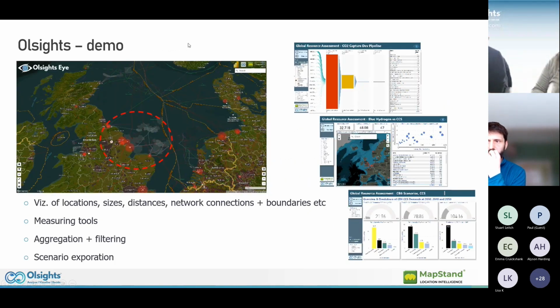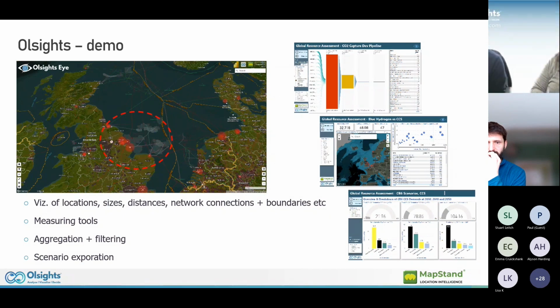So I'll give you a very quick demo, just to explain what we have. We do have a geospatial web application. It takes mostly Mapstand data and revisualizes it in a different way. They're really focused on project development and screening.